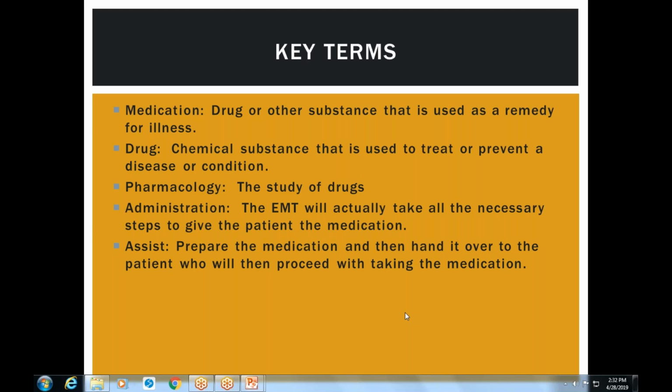So we're going to prepare that medication and then hand it to the patient, who will then proceed with taking the medication. A good example of this is nitro. Assisting an individual taking their nitro would be: I pour a nitro tablet into my hand, and then I hand that tablet over to the patient. The patient then places it underneath their tongue. Now, if I were to administer nitro to that patient, I would remove the nitro tablet from my medication vial, and then I would actually place that tablet underneath the patient's tongue.